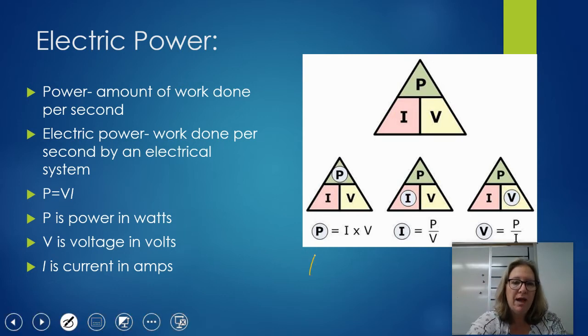If we're looking for power, we just multiply the other two things. We multiply the voltage and the current. If we're looking for current, we're going to divide power by volts. If we're looking for volts, we're going to divide power by current, okay?